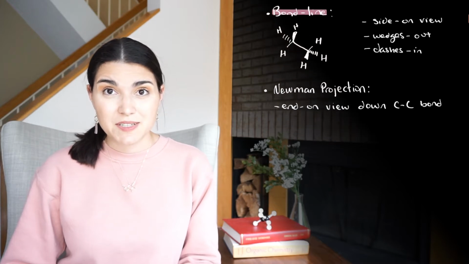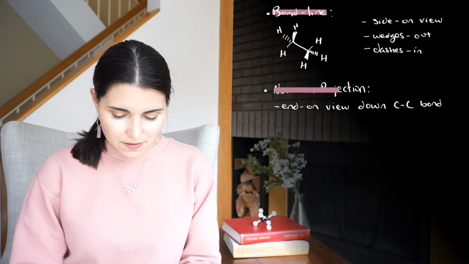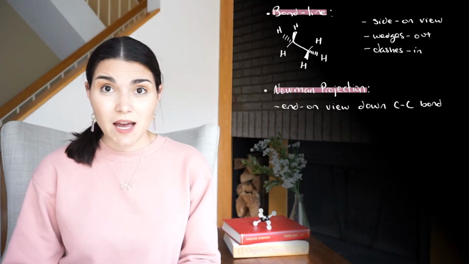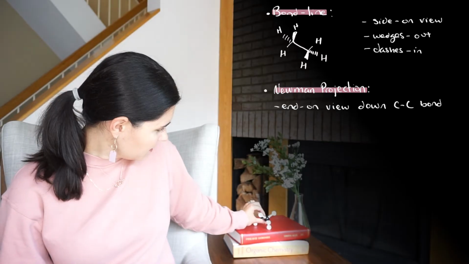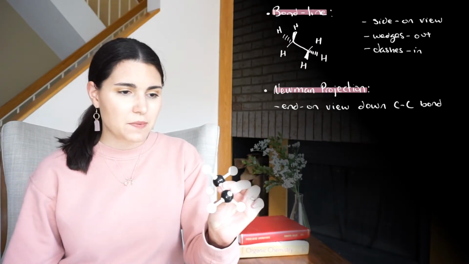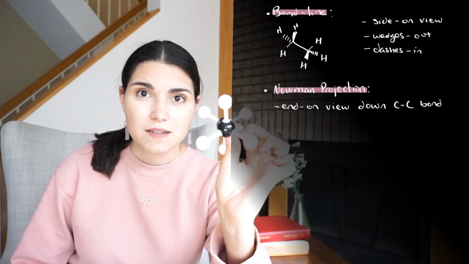A Newman projection is just a different type of molecular representation. In a Newman projection, we're looking at the molecule from the end on, down the carbon-carbon bond. So if I take my ethane again and pick it up here, I'm going to show it to you right from the end.